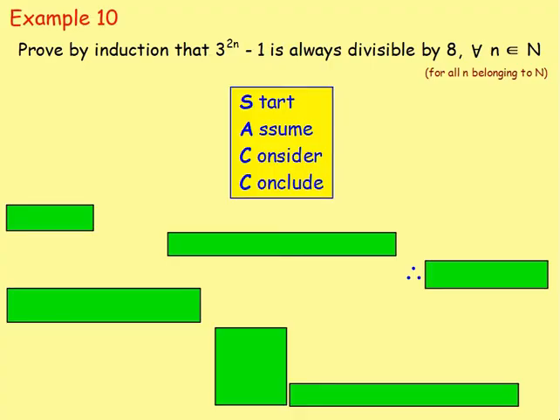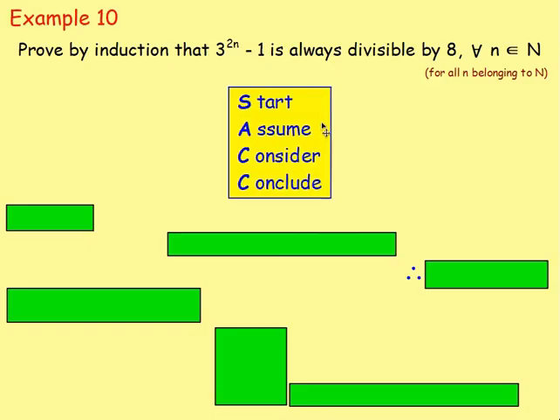Last example, example 10: prove by induction that 3 to the power of 2n, take away 1, is always divisible by 8 for all n belonging to the natural numbers. So in other words, for all n, there's going to be a natural number. Proof by induction question. So I always write down SACC: start, assume, consider, conclude.